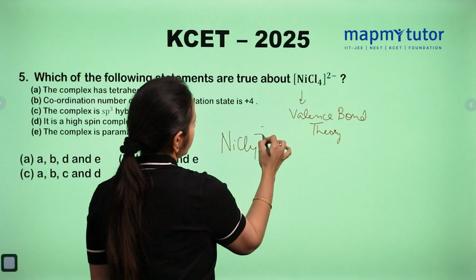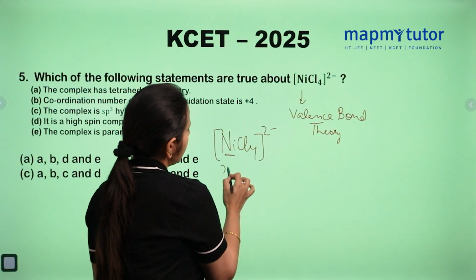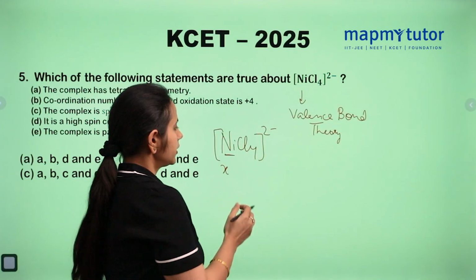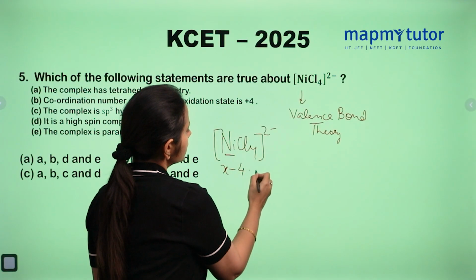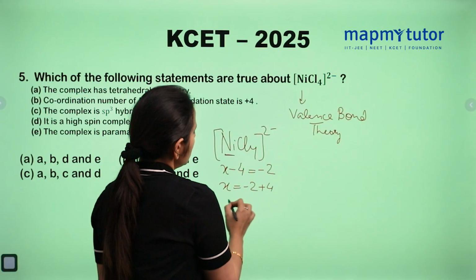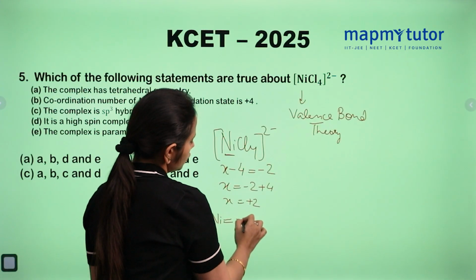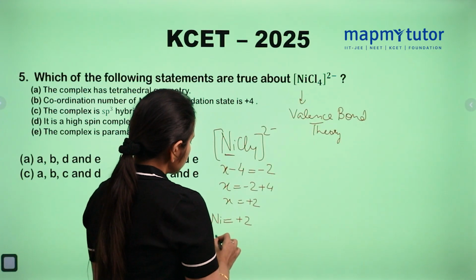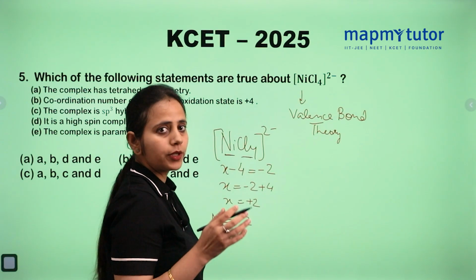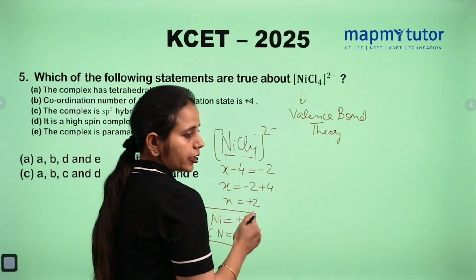NiCl4 negative. Let's start with the oxidation state. If we consider nickel as X, for chloride ion, the oxidation state is -1 for one chloride. There are 4 chlorides, so we'll take -4. X minus 4 is equal to -2, X is equal to -2 plus 4, and X is equal to +2. So nickel oxidation state is +2. And coordination number in this complex is 4. Why? Because 4 chloride ions are linked to the metal atom. So our coordination number is 4. Next, we need to find out the hybridization.